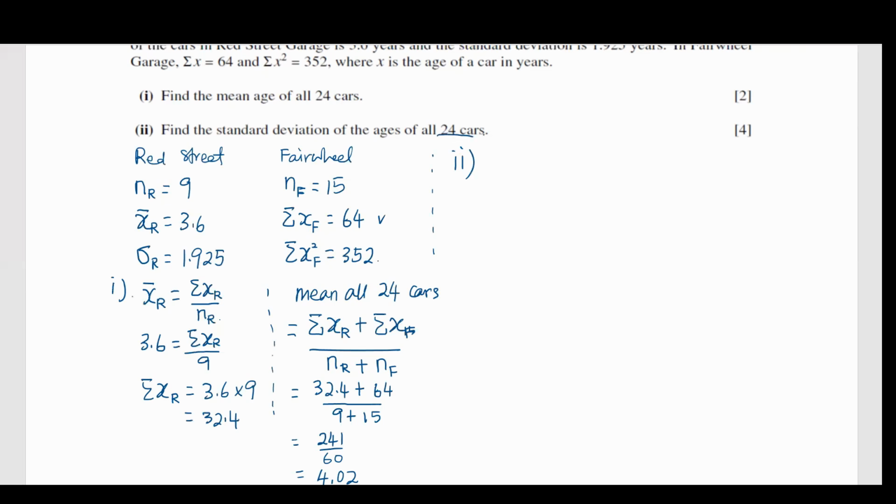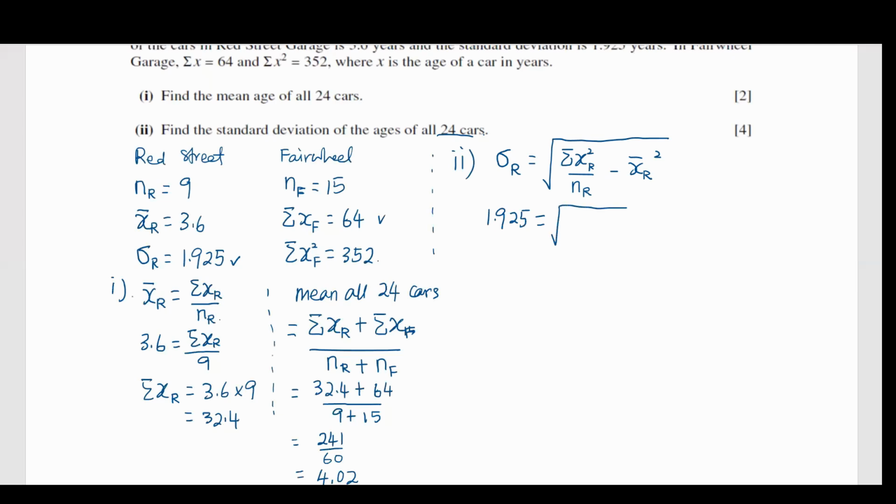So same thing, in order to find the standard deviation, first we must find the sigma x squared. So for the Rake Street cars, let's take the standard deviation formula. It's going to be the square root of sigma x squared of Rake Street divided by the number of used cars from Rake Street, minus the mean from Rake Street, squared. As given by the question, the standard deviation from the Rake Street cars is 1.925.